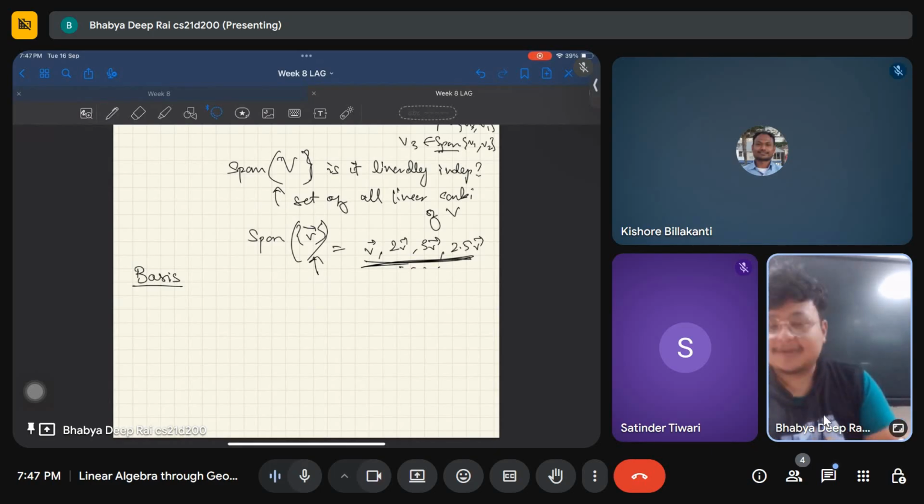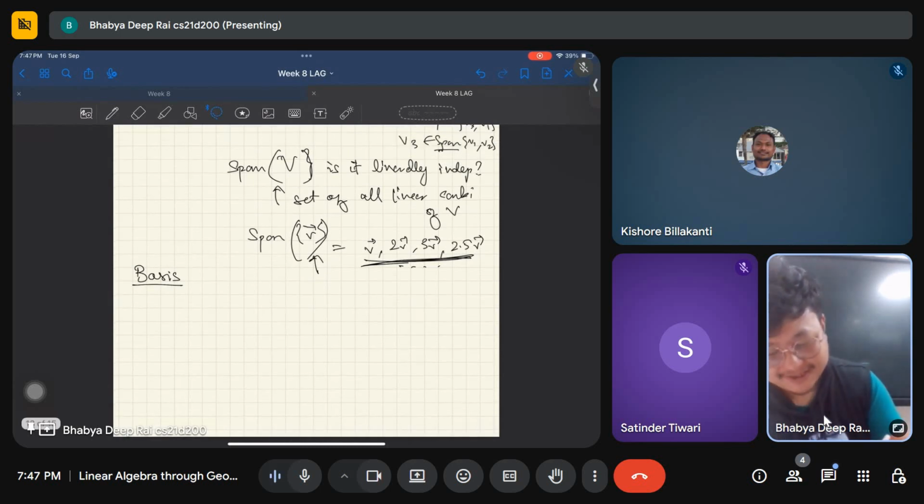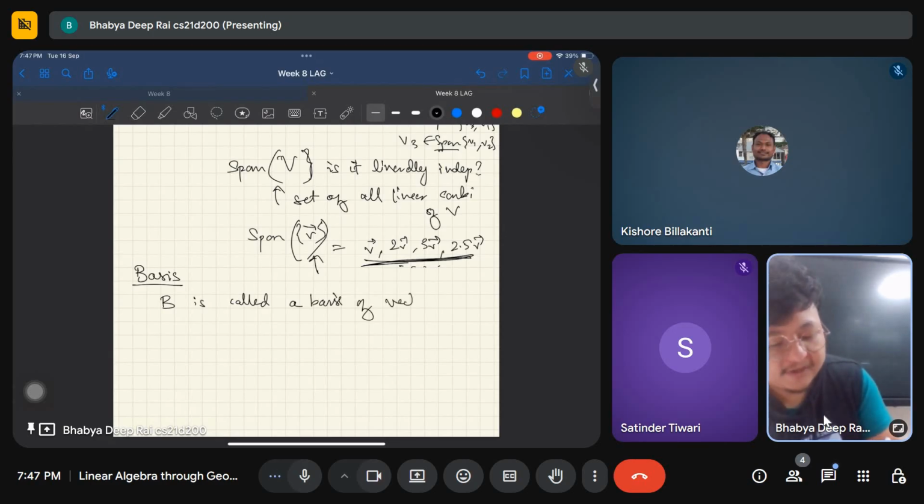Okay, great. So let's come to basis. We only got to do 2 questions, but it's okay. Let's talk about basis. Now, what is basis? Basis has the following definition. B is called a basis of vector space V if the following conditions are satisfied.